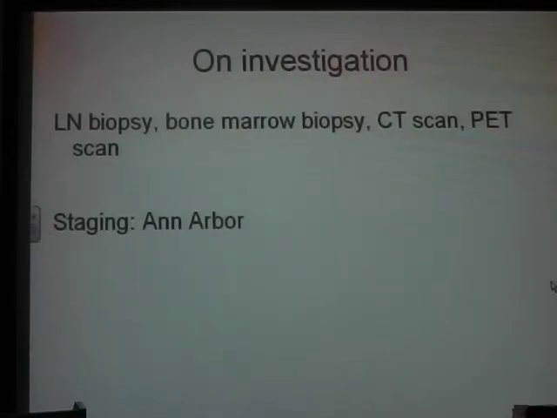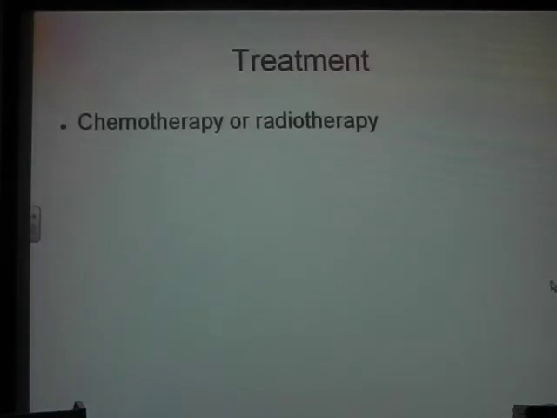Basically, there are 4 stages. Stage 1 is one lymph node, or one group of lymph nodes. Stage 2 is lymph nodes on the same side of the diaphragm. Stage 3 is on both sides of the diaphragm. And stage 4, you've got spread outside of your lymph nodes. Treatment is chemotherapy or radiotherapy.